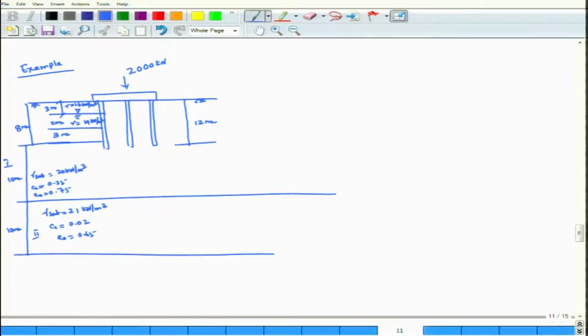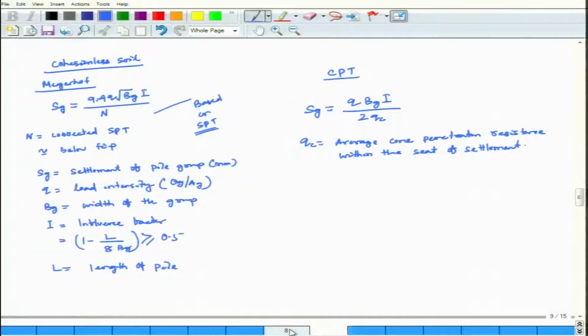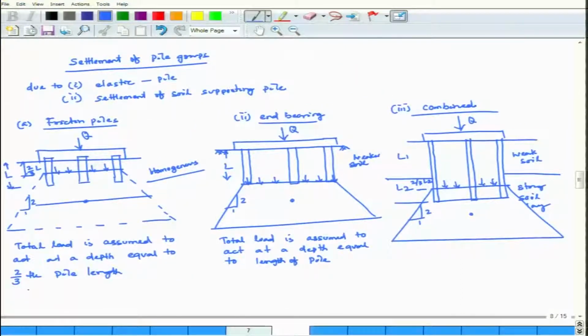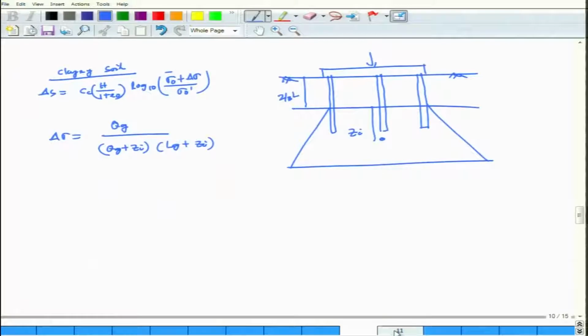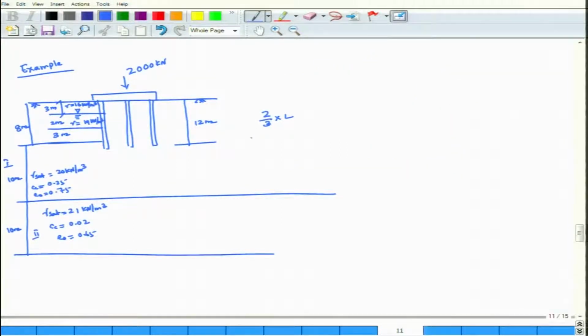So this pile group is embedded in a homogeneous soil. That means these are all friction piles. If the total length is 12 meter, then 2/3 of 12 meter is how much? Generally it is 2/3 of the pile length. 2/3 into 12 is 8 meter. So below 8 meter, the entire load will be transferred because it is a friction pile. Below 8 meter I put it.